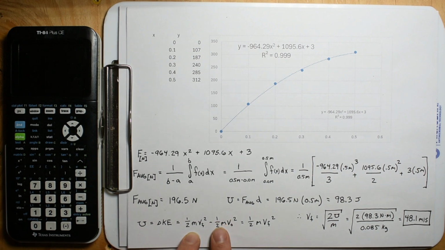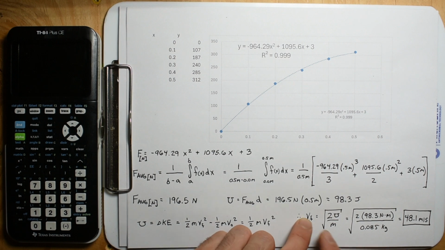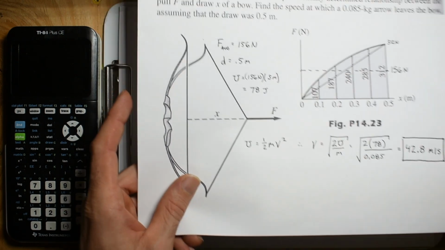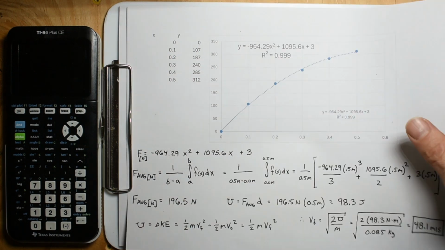It had an initial, so that's just a kinetic final minus the kinetic initial, but it had zero velocity to begin with. So literally, the work is just the 1/2 mv squared. And so same thing, you rearrange. You take this 2 times U, and then you divide by the mass, and then you square root that side, and then you isolate that final velocity. So we got 48.1, which is much higher than 42.8. So hell yeah, that was kind of a fun way to do it.